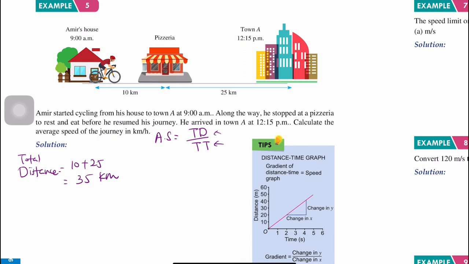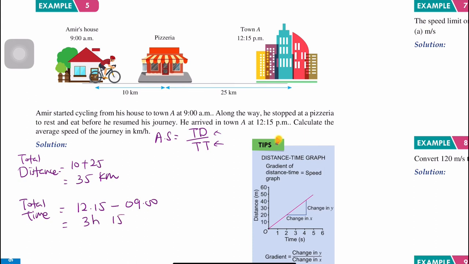And then total time. Dia sampai 12:15, started at 9, betul? So kita boleh buat macam ni. 12:15 minus 09:00. 24 hour system, eh. So kita ada 3 hours 15 minutes.